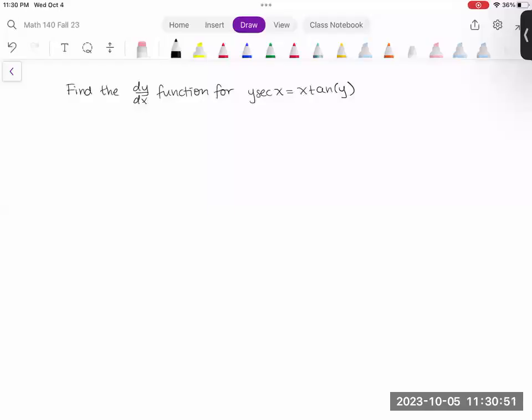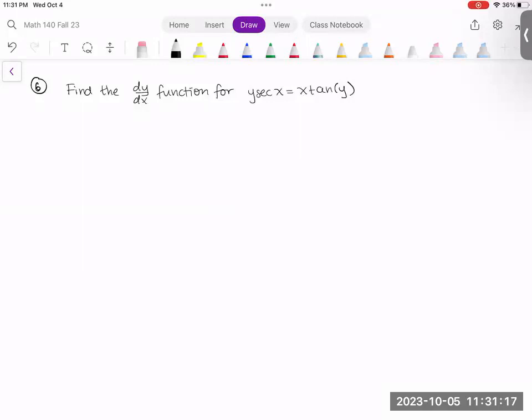All right, we're going to do one more example. Here we're going to find the dy/dx function for y secant x equals x tangent of y. So we're not finding this dy/dx at a single point. We would like to find it overall. Okay. So when we take a look at this, we're going to differentiate the left-hand side and the right-hand side, both with respect to x.